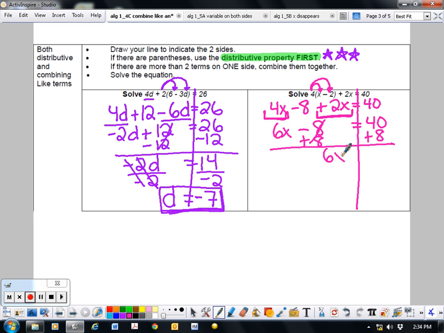So now I have 6x equals 48. That's a 6 right next to an x, which indicates multiplication. To undo multiplication, we divide. So I divide by 6 on both sides. 6 divided by 6 becomes 1. So now I have a 1x, which is the same thing as x. And then 48 divided by 6, I believe, is 8. And so our answer is x equals 8.